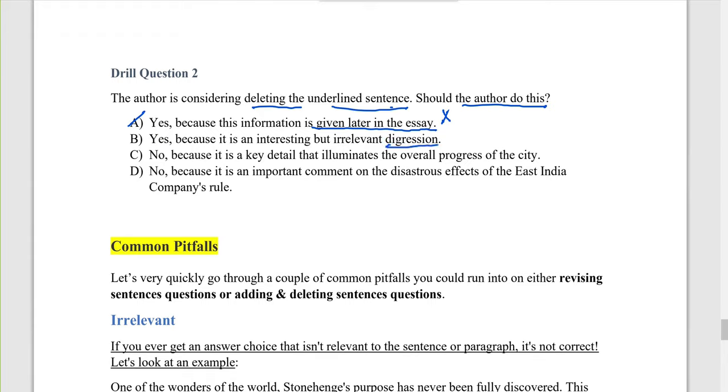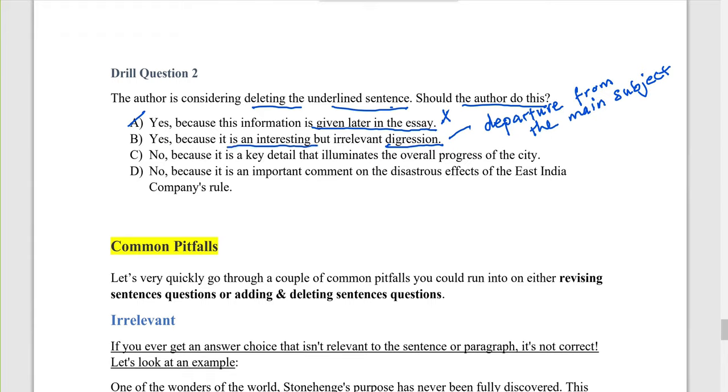I want you to write: digression means what? A departure from the main subject. Digression means departure. You leave the main subject. Departure from the main subject. Okay. What about it? It is interesting. Yes, it is interesting, but a bit irrelevant.